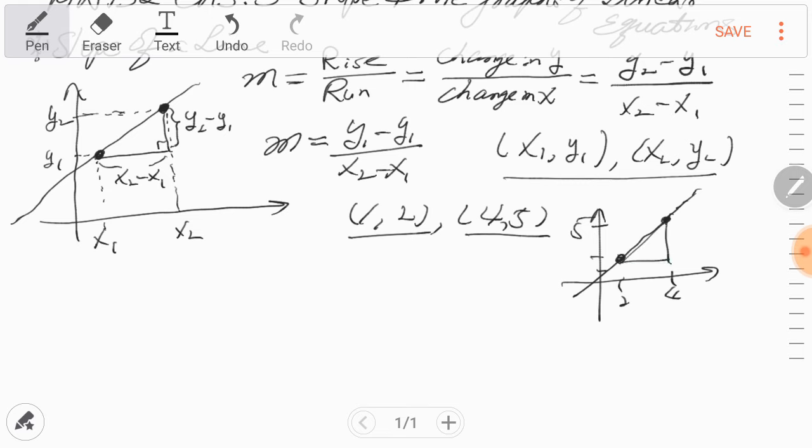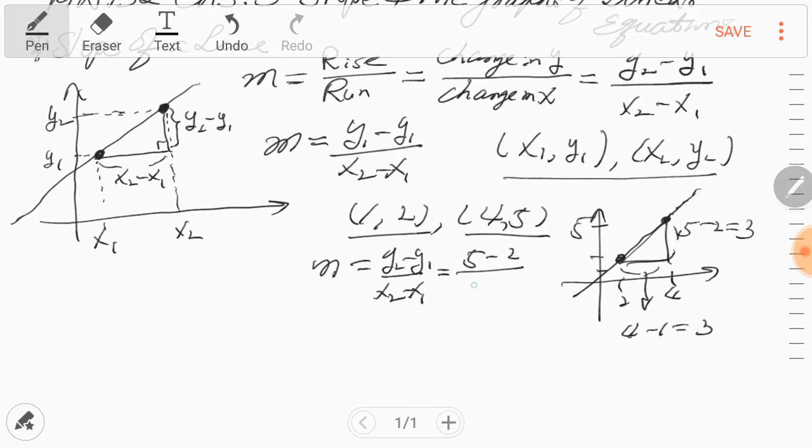Slope is rise over run. Rise is 5 minus 2, so 3, and run, the horizontal distance, is 4 minus 1, which is 3. So the slope of the line is y2 minus y1 over x2 minus x1, rise over run. y2 is 5, y1 is 2, x2 is 4, x1 is 1. Then 3 over 3, so the slope is 1.